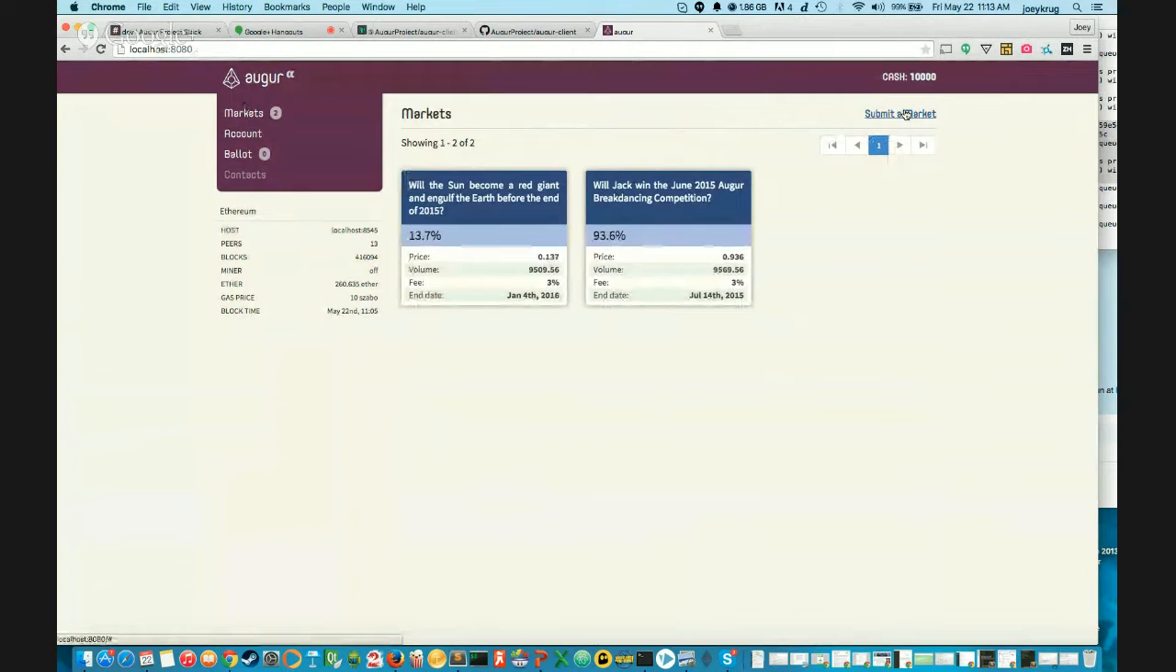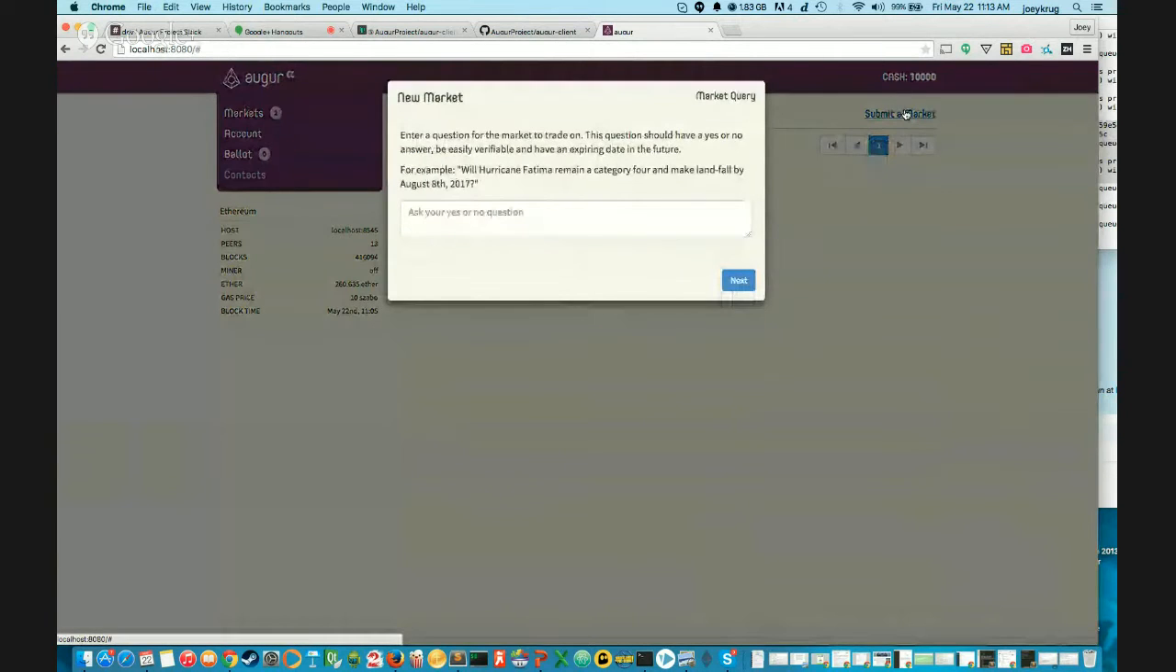We can also create markets. If you click on submit a market, it'll say, enter a question. In the alpha version, it's only yes or no questions, binary outcomes, because we wanted to make it as simple as possible. The backend supports more types of markets, but we're going to need to wait until beta to put those in the UI.